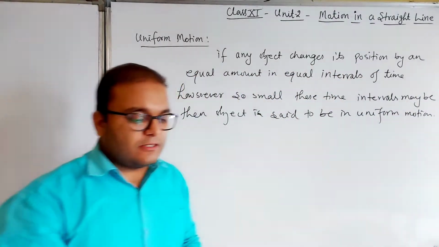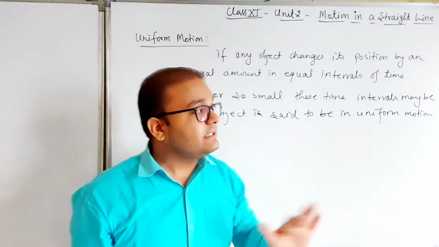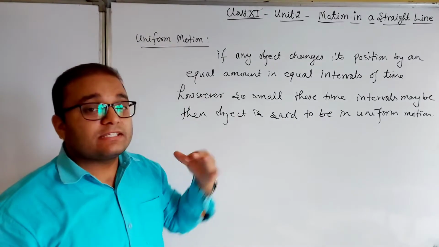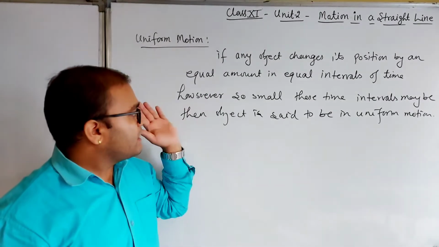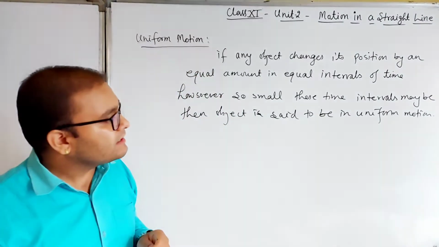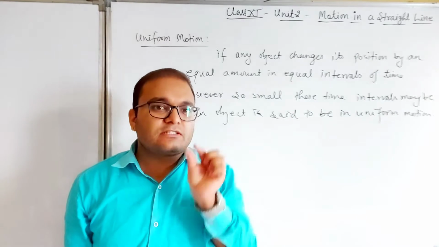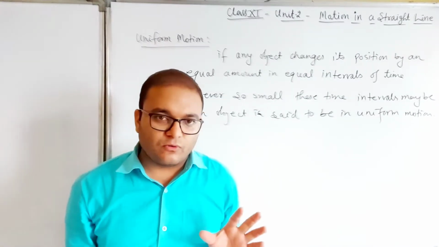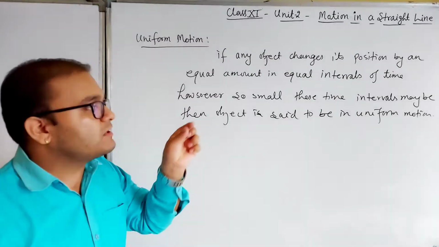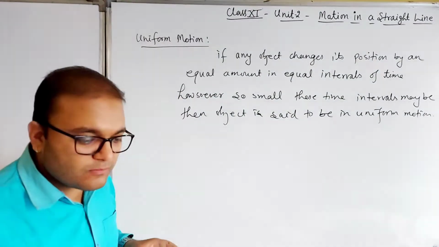Means, suppose any object changes its position by an equal amount in equal intervals of time, or vice versa. Howsoever small the time intervals may be, the restriction is that the time intervals should be as small as possible. Then the object is said to be in uniform motion.